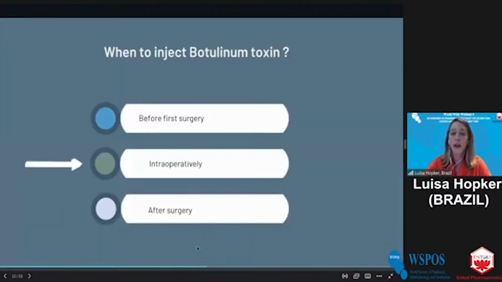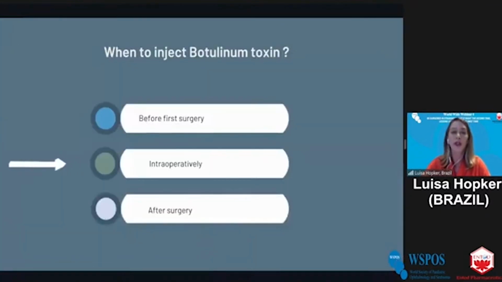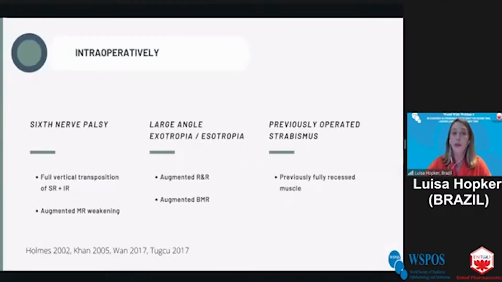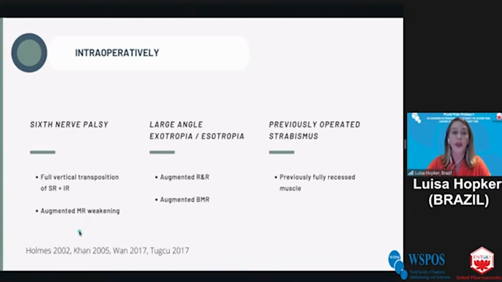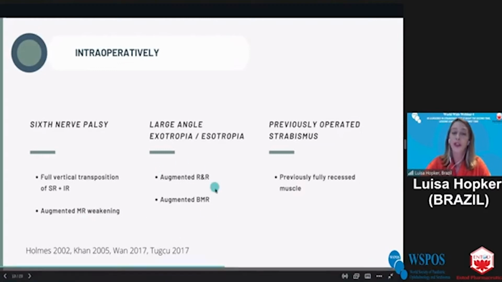And intraoperatively, you can also inject botulinum toxin. For example, again, in sixth nerve palsy, whenever you want to do full vertical transposition of superior and inferior rectus, or you want to augment your medial rectus weakening, in large angle exotropia and esotropia to augment your RNR or to augment your BMR.